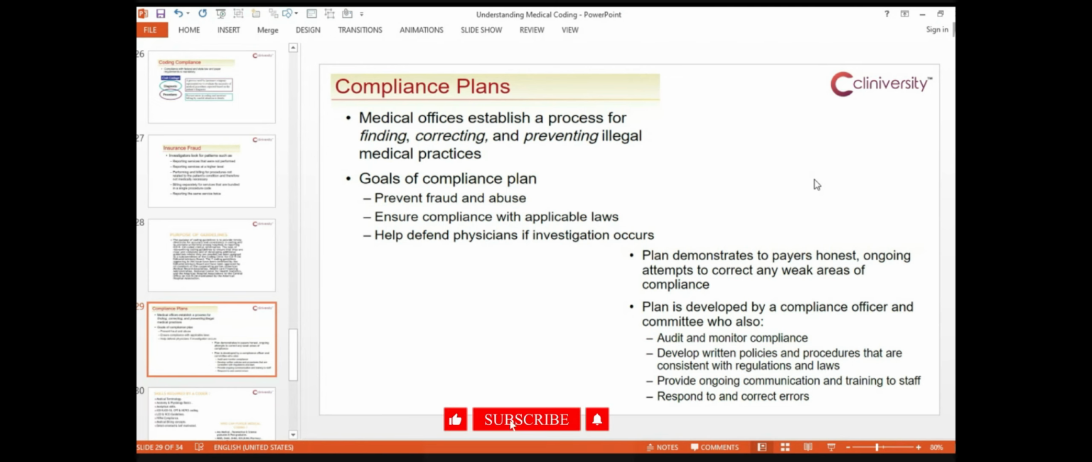The plan also demonstrates to payers honest, ongoing attempts to correct any weak areas of compliance, if any. The plan is developed by a compliance officer and committee who also undergo audits and monitor compliance, develop written policies and procedures consistent with regulations and laws, provide ongoing communication and training to staff, and respond to and correct errors. All these are under the compliance plan, and these are certain goals of the compliance plan that we discussed here.